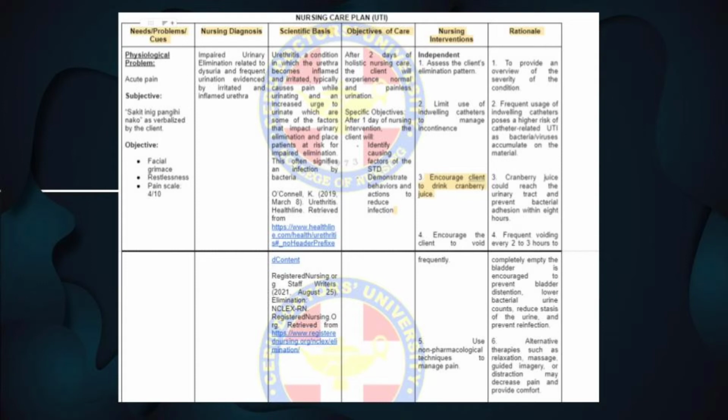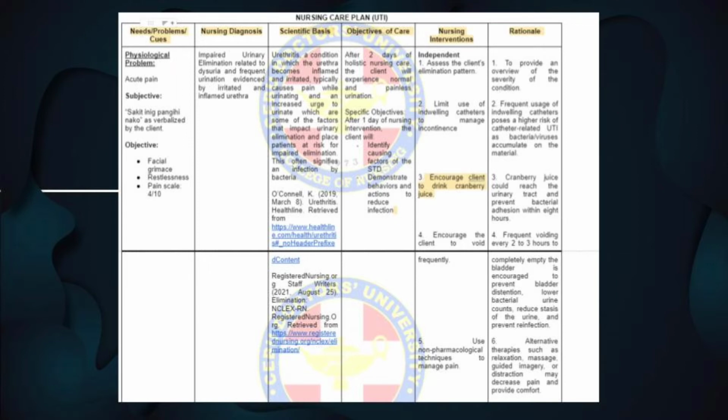Okay, so here is an example of a nursing care plan for UTI, wherein we'll be focusing on the physiological problem, which is acute pain. For subjective cues, the client has verbalized, "sakit inig pangihi nako," which indicates he or she is feeling pain while urinating. For objective cues, the client is showing facial grimace, restlessness, and a pain scale of 4/10.